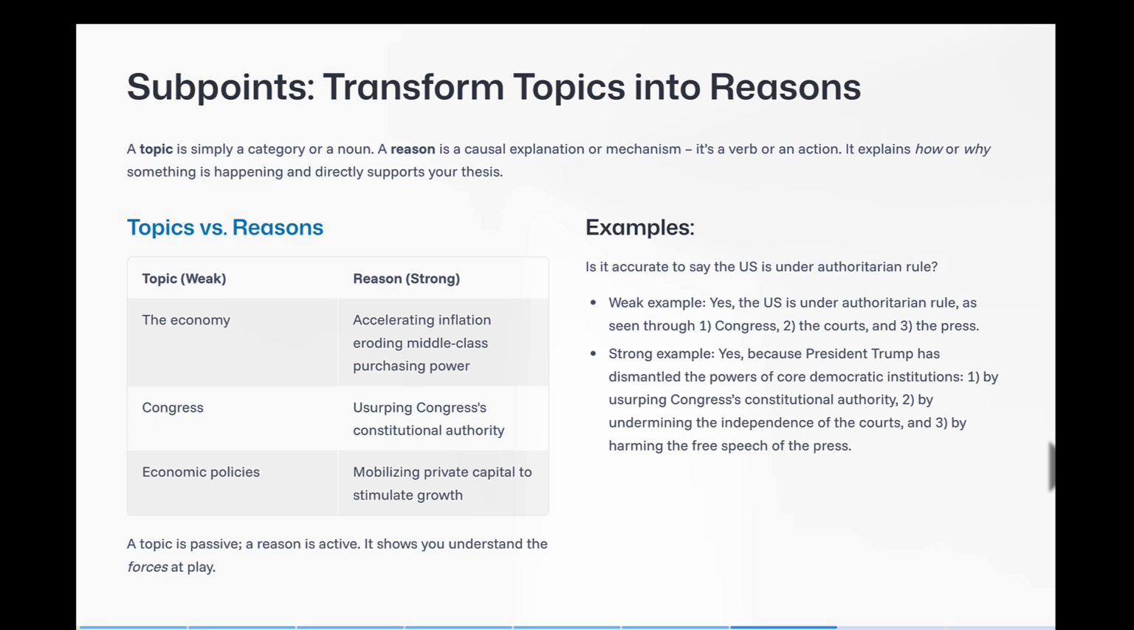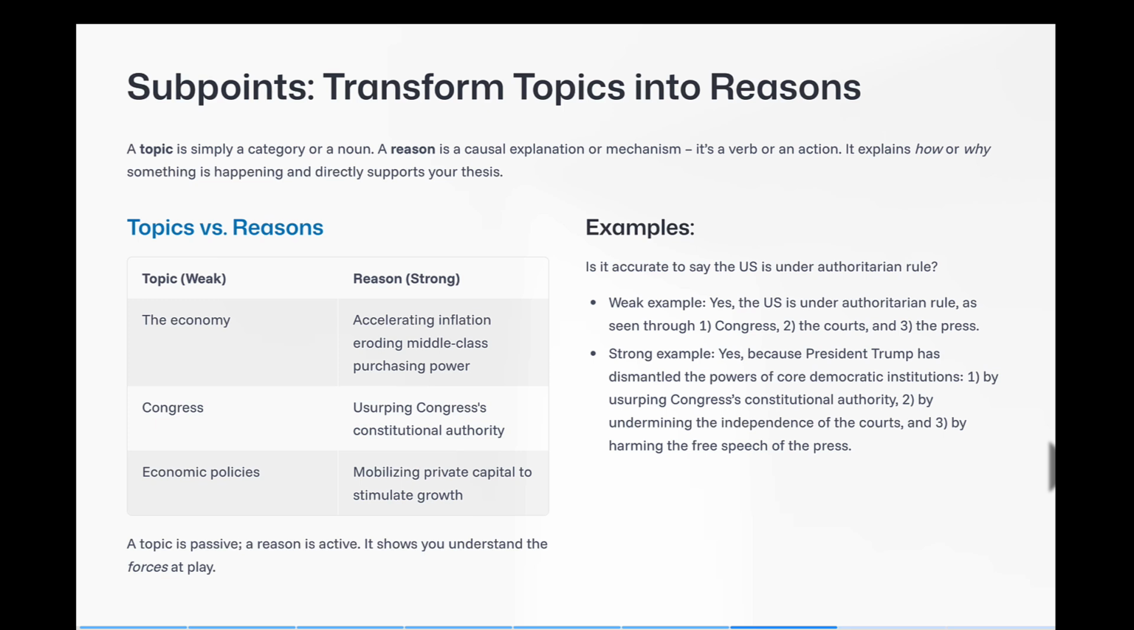So let's look at this example on the right. It says, is the U.S. under authoritarian rule? Look at this weak example. This is what I see from novices all the time, and so I really want to push you to go beyond this if you want to really stand out as an extemper. So the weak example is, yes, the U.S. is under authoritarian rule, as seen through 1, Congress, 2, the courts, and 3, the press. Now, from this, I have a vague sense of what you're doing, but notice it sounds cliche, it sounds underdeveloped, it's so vague. I'm not interested.